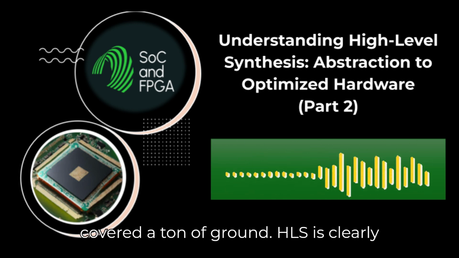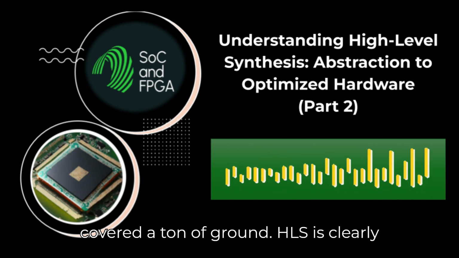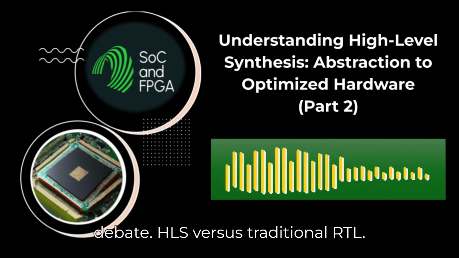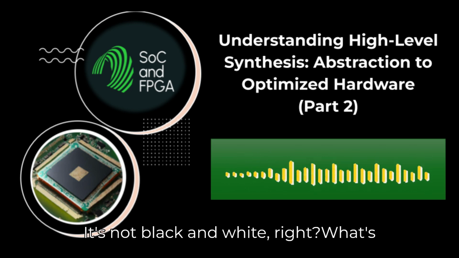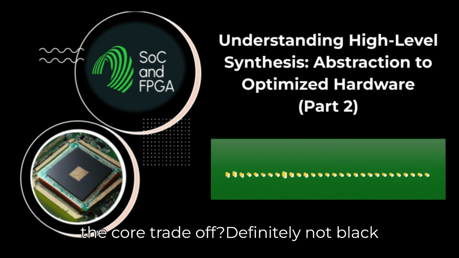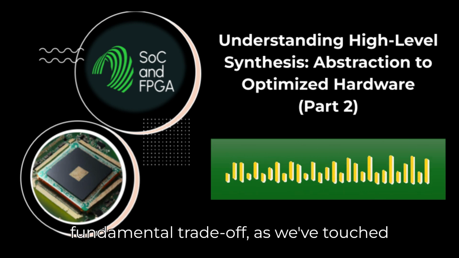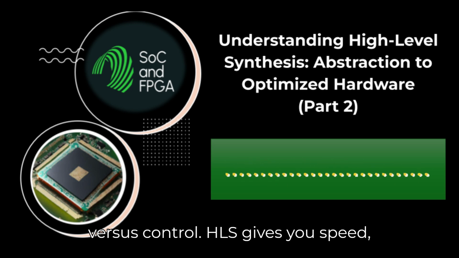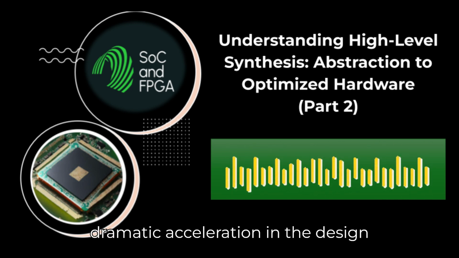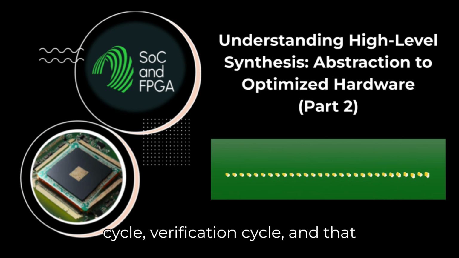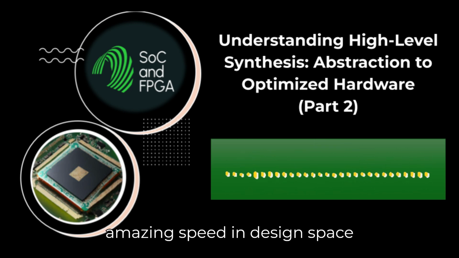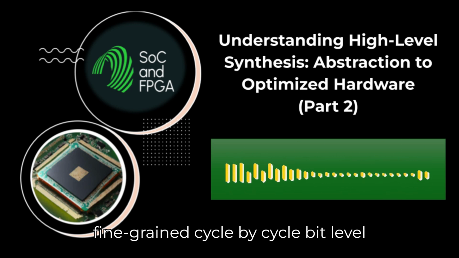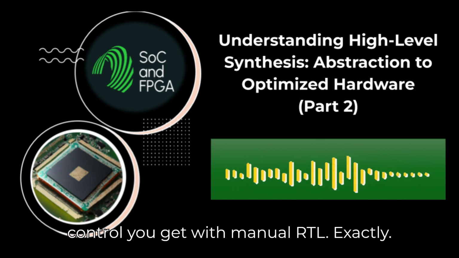Okay, we've covered a ton of ground. HLS is clearly powerful. But let's address that ongoing debate. HLS versus traditional RTL. It's not black and white, right? What's the core trade-off? Definitely not black and white. It's very nuanced. The fundamental trade-off, as we've touched on, usually boils down to productivity versus control. HLS gives you speed. Dramatic acceleration in the design cycle, verification cycle, and that amazing speed in design space exploration. But you sacrifice that fine-grained, cycle-by-cycle, bit-level control you get with manual RTL.